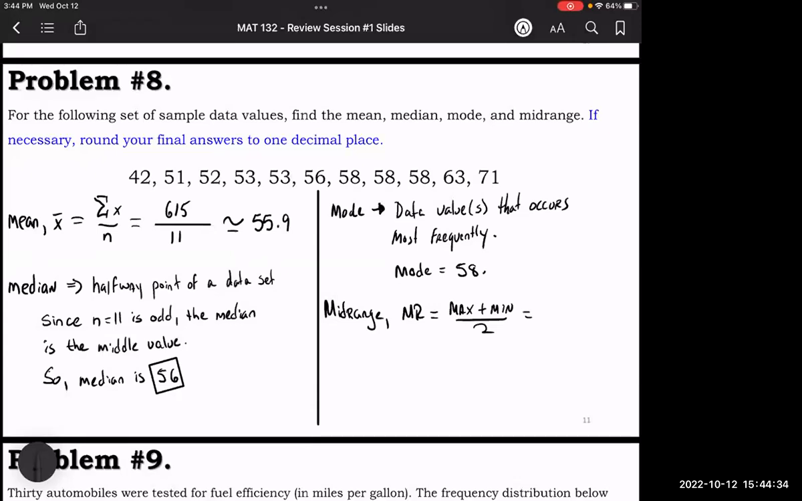Your maximum value is 51. And the minimum? 42. Okay, so we do 71 plus 42 divided by 2. If I enter this into a calculator, what do we get as a final answer? 56.5.